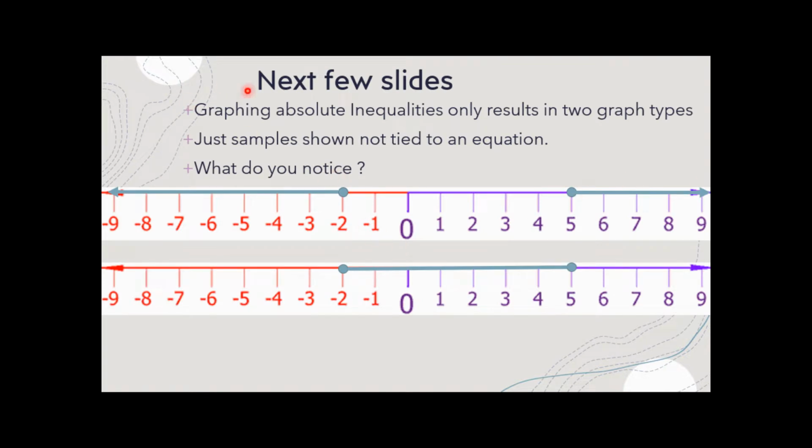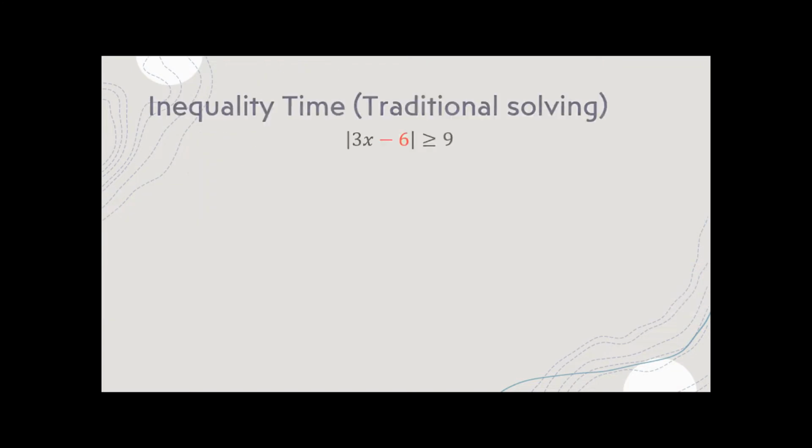So the next few slides, graphing absolute inequalities only results in 2 graph types, just samples. So we're not seeing any equation. What do you notice? Well, they're either both going away or they're both going towards. But the one thing you should be paying attention to is the endpoint. They are the same on this one, and they're the same on this one. I could have made one of these two open, but you'll see that with the graph of the absolute value, the endpoints should be the same. They're either both included, which would be the filled circle, or they're excluded, which is the open one.